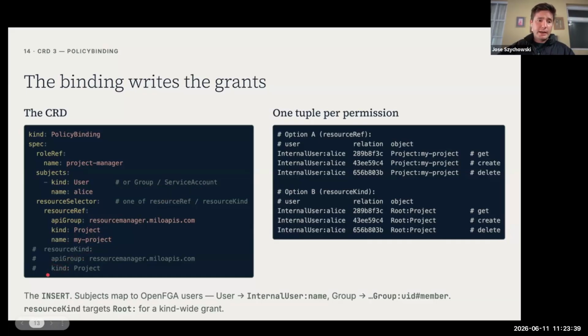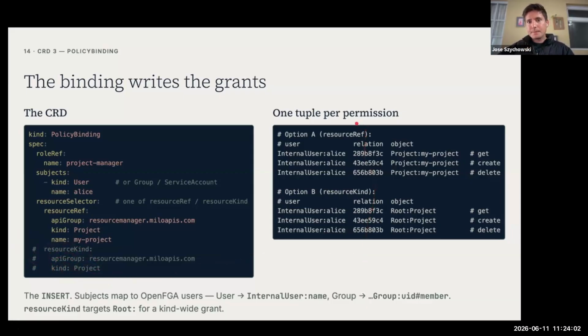But we also have a more wide way to define a resource, which is by using a resource kind. If you have a resource kind, this just gives access to all of the kinds inside the cluster. This is just used by staff members of Datum.